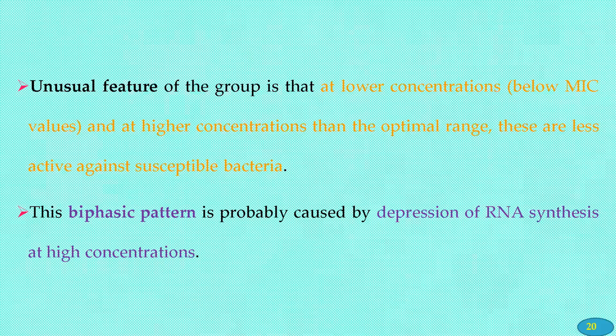In the beginning we had learnt about this. At lower concentration, or below the MIC level, and at higher concentration, they are effective. This is known as the biphasic pattern and is probably caused by the depression of RNA synthesis at high concentration. So there is a dual mode of action, the biphasic pattern of action, especially for the quinolones. This is the mechanism of how the quinolones act.